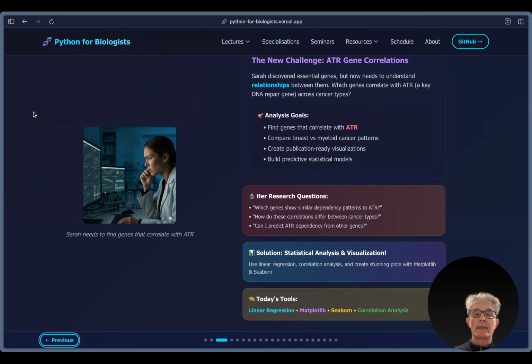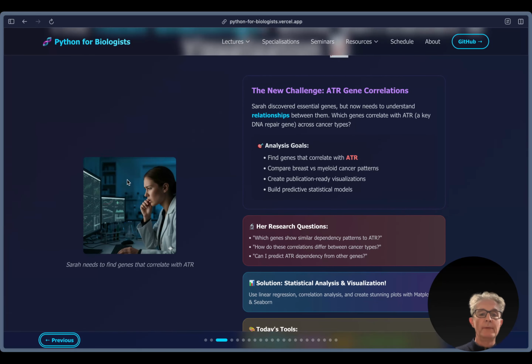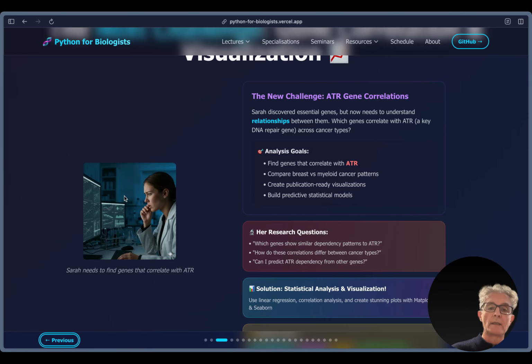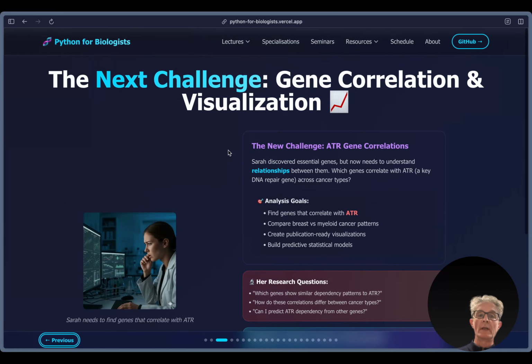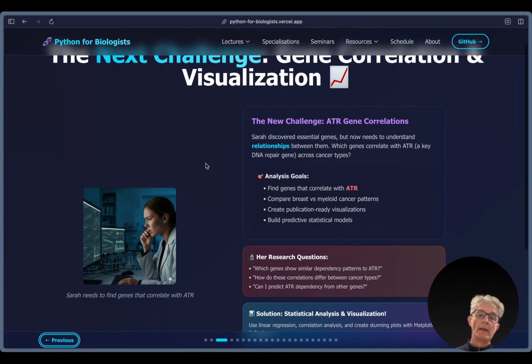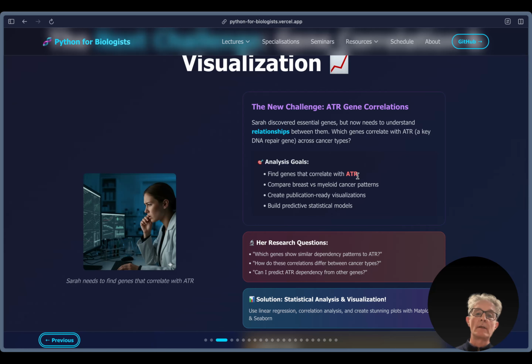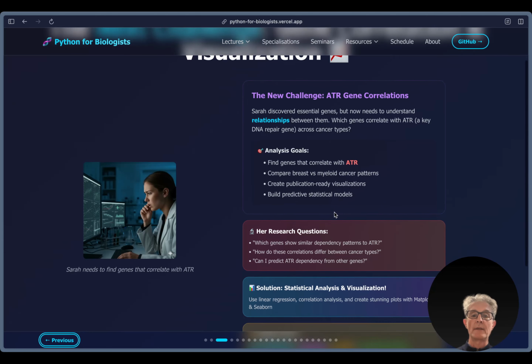So our project starts as usual with a challenge. Our friend Sarah, a postdoc in the lab, has been tasked with finding new genes that interact with ATR or that are related to ATR, and she wants to use the DepMap dataset for that. Her idea is that she can find genes that have a similar pattern of dependency that correlate with ATR in their gene dependency pattern, and she will compare this in the breast and the myeloid cancer patterns.